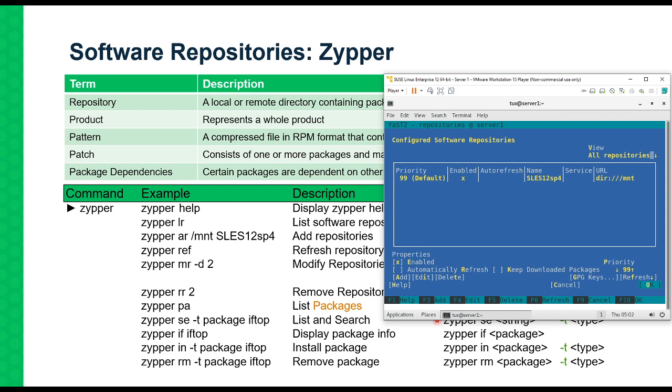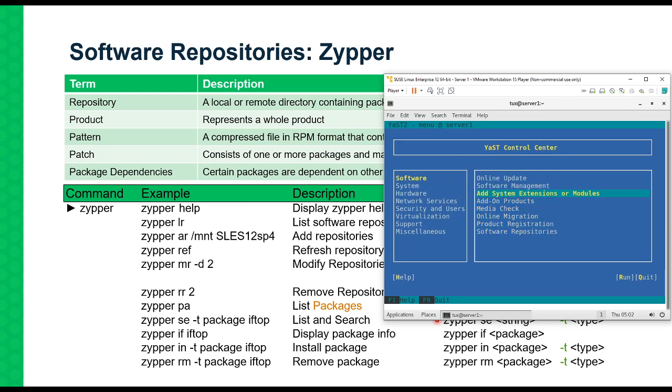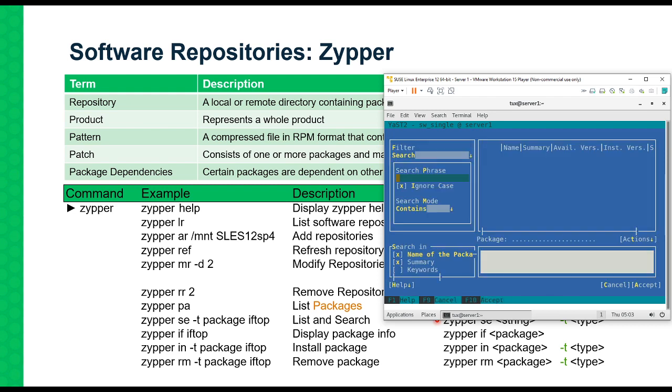We're not going to make any changes, so press Alt-C to cancel, and cancel. Let's go to our software management and hit enter. Now we have to search for our package, and we need to ensure that we go to the search phrase option. So let's go to Alt-P, we're already there, and type in iftop and hit enter. And now it finds iftop on our right hand side.